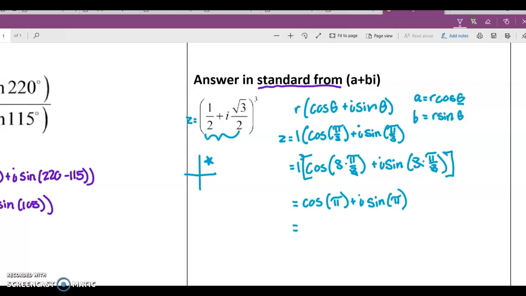Now we can simplify this. We know what cosine and sine of pi are. Cosine of pi is -1, and sine of pi is 0. So this whole imaginary part goes to 0, and this is equal to -1. So if we cube this number here, we get -1.